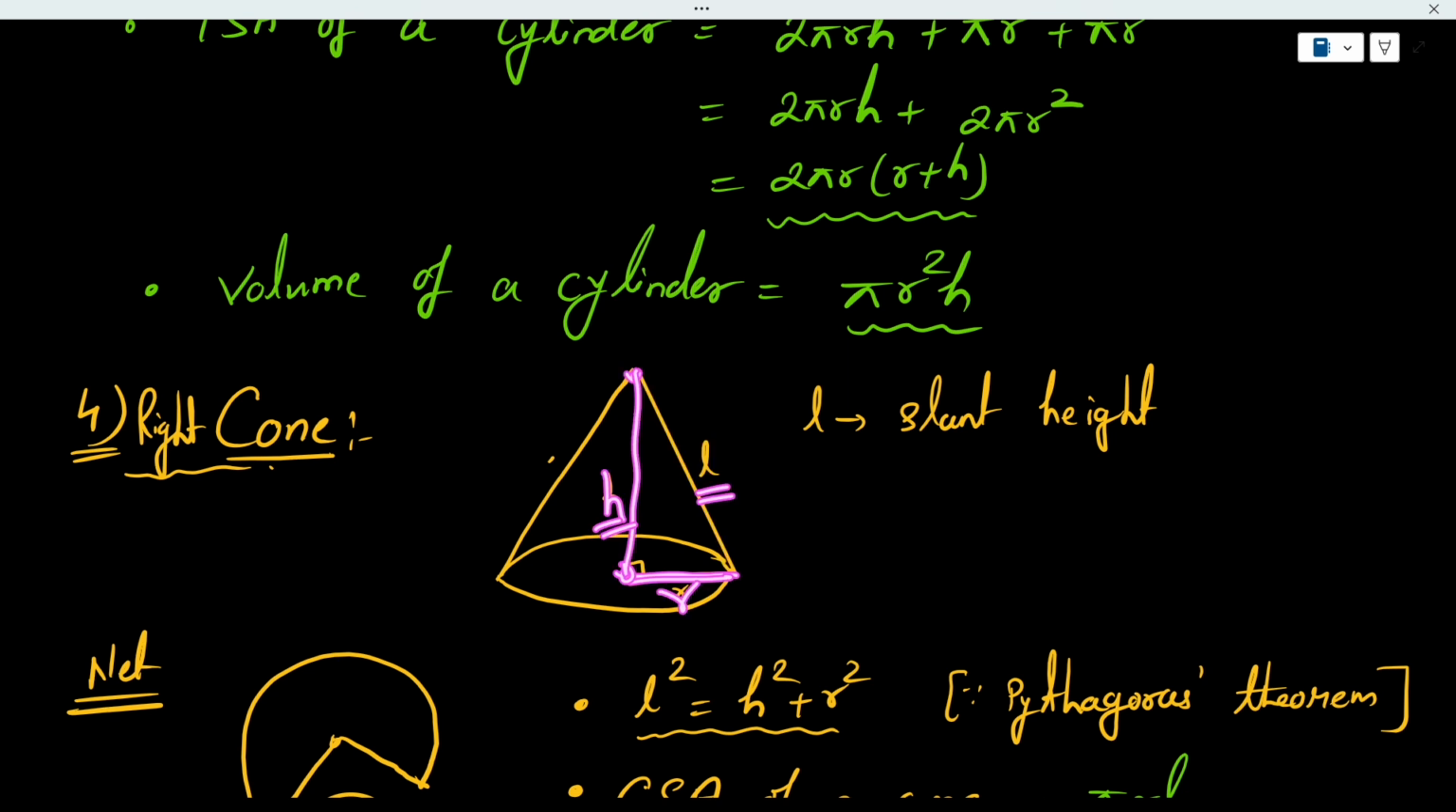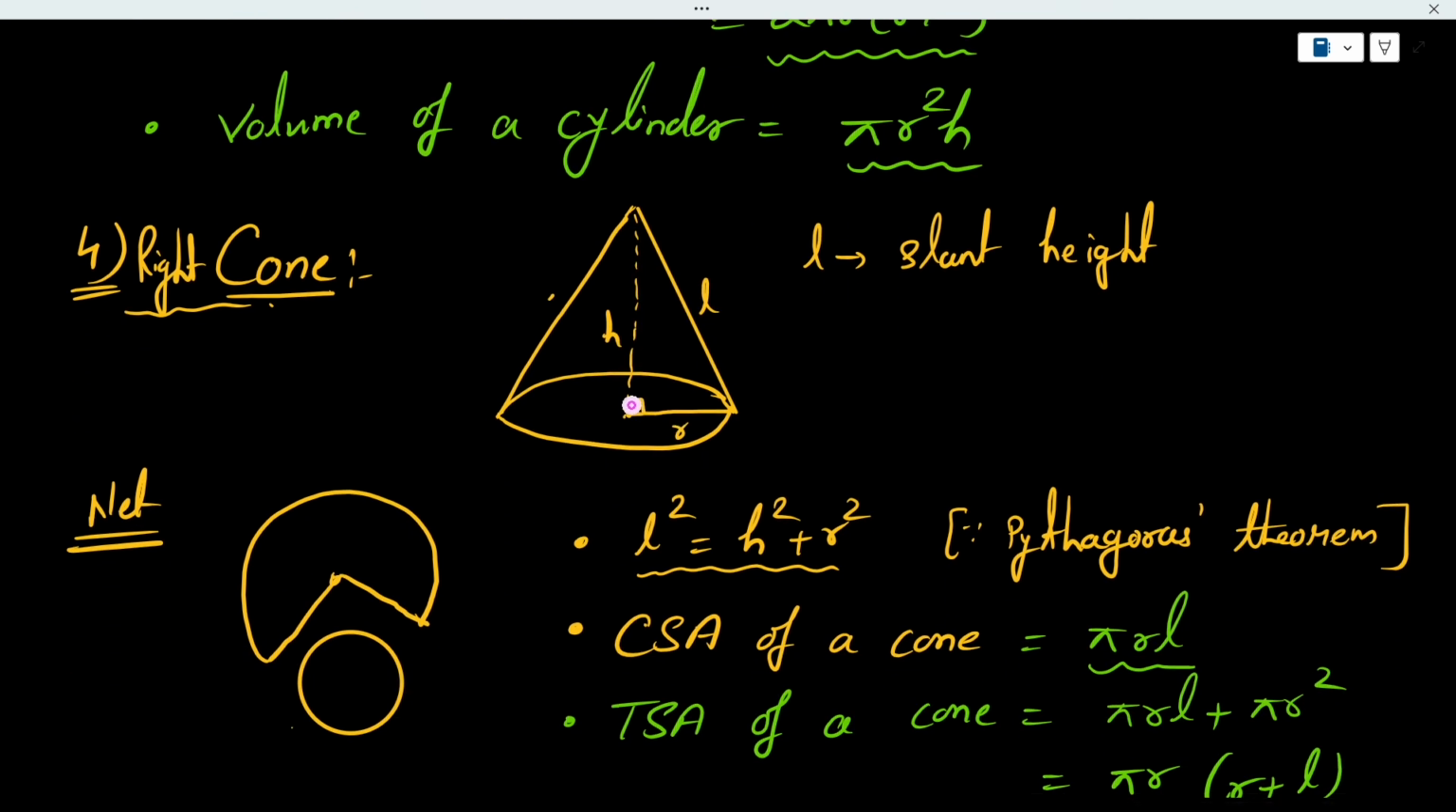This is the radius. Now you can see that it's a right-angled triangle, so we can use Pythagoras theorem here. L is the hypotenuse, so L square equals h square plus r square.